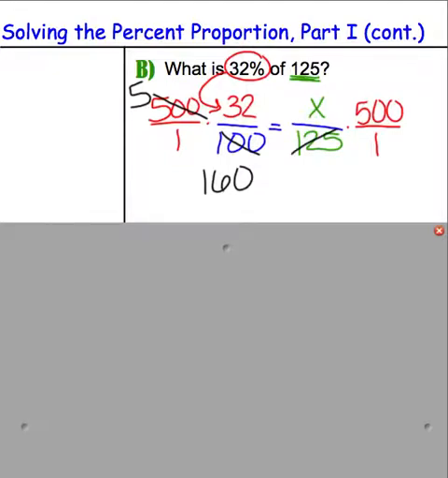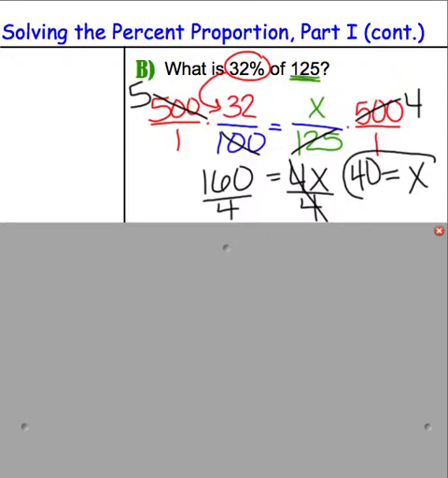125 we said goes into 500. 125 times 2 is 250, times 2 is 500, so it goes in 4 times, which leaves me with 4x. Divide by 4 on both sides, and I get x on the right. 4 goes into 16 4 times, so we have that 0, so it is 40.